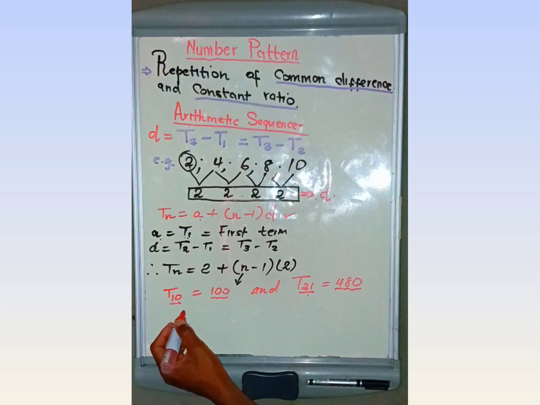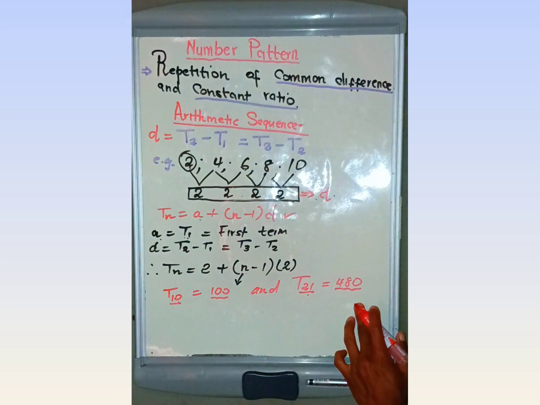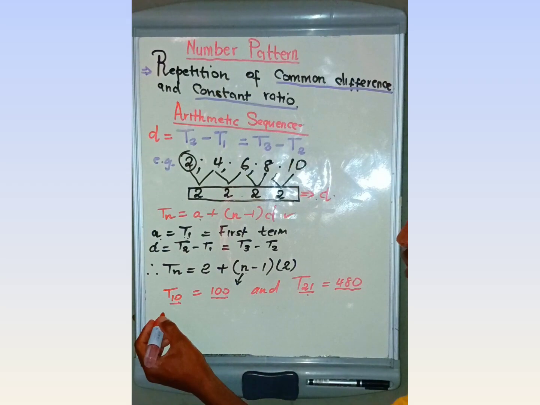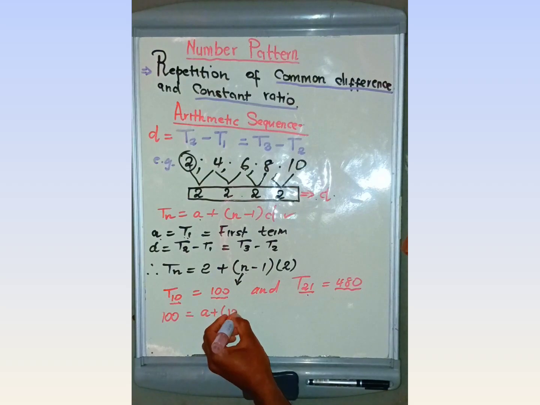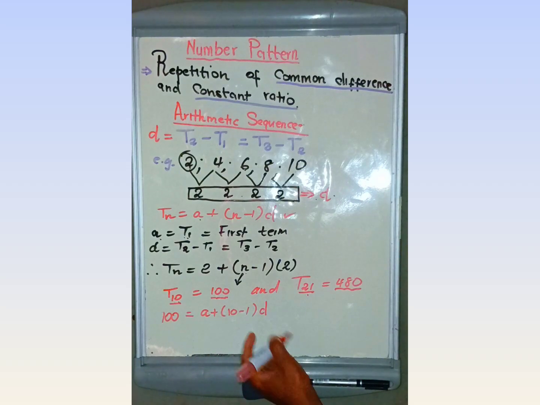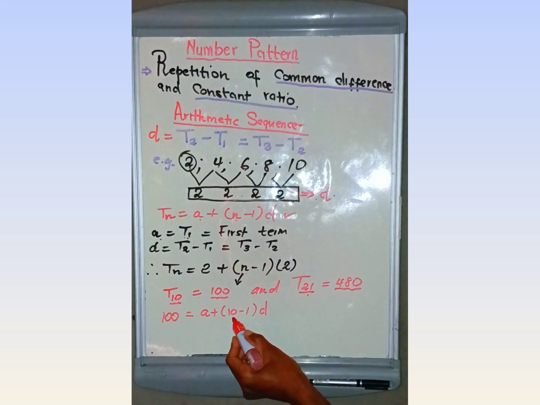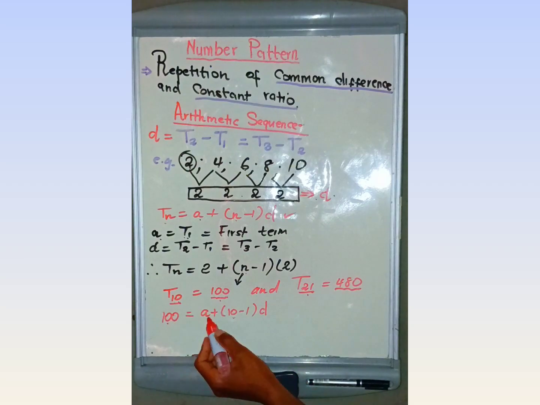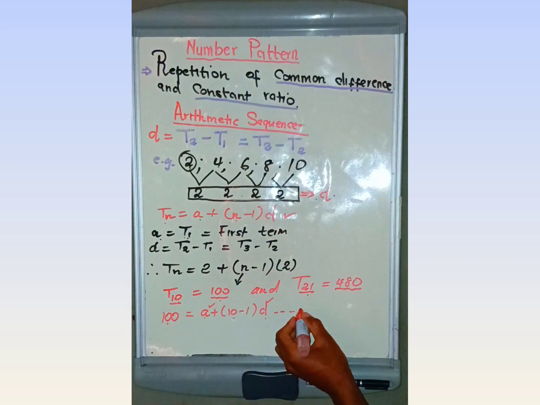Then we are going to create the first equation and also the second equation. We say T10, which is 100, equals a plus (10 minus 1) times d. Instead of writing n, I put 10, and instead of writing Tn, I put 100. Now I have two variables here, the value of a as well as the value of d. This is our first equation.